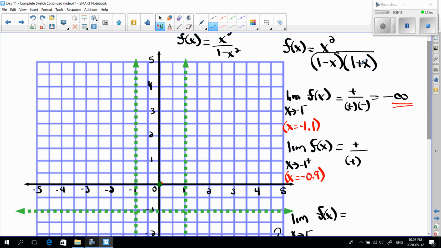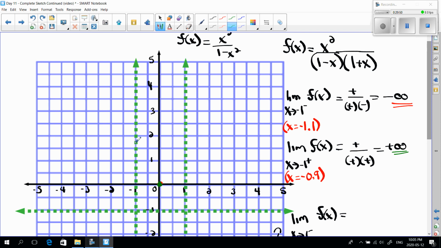1 plus 0.9, this factor, 1 plus -0.9, that would be a positive 0.1. So you have a positive times a positive is a positive, then a positive divided by a positive would give you a positive. That means to the right of -1, when x is -0.9, my y values are getting infinitely large. They're approaching positive infinity.